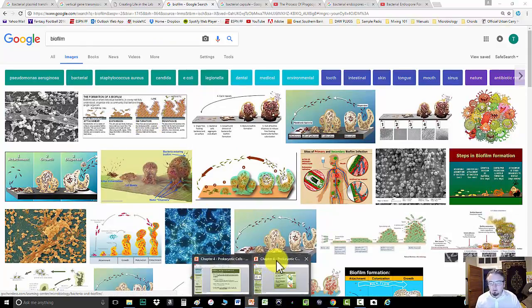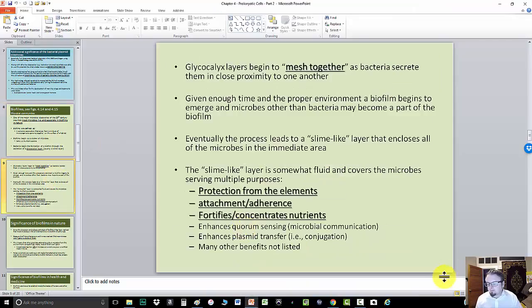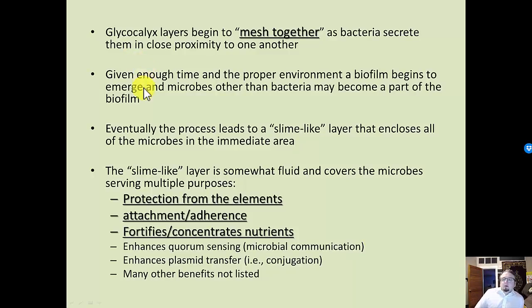So let's go back to the PowerPoint here and talk about the benefits. The benefits come down to the fact that this helps protect them from the elements. You can think of it as like a protective little enclosure. It also helps them stay attached and adhered to one location. And the other thing it's thought to do is help fortify and concentrate nutrients. So the film actually helps kind of recycle nutrients within it, and things like water loss can be prevented and that kind of thing.